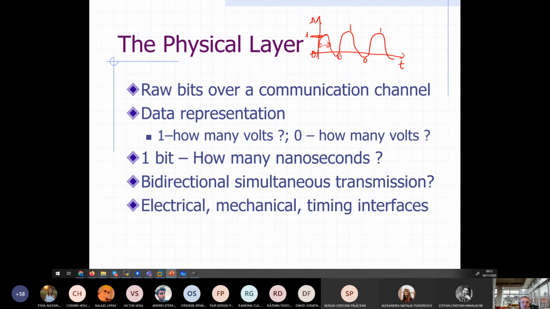How do we handle bidirectional simultaneous transmission? What are the electrical, mechanical, or timing interfaces? I'm also talking mechanical because at this physical layer, you can think of encoding the data as a sound, for example. You hit a surface with a hammer, and every hit is a 1, every pause is a 0, or something like that. You can think of anything you want as a transmission medium here. And feel free to ask questions, okay?